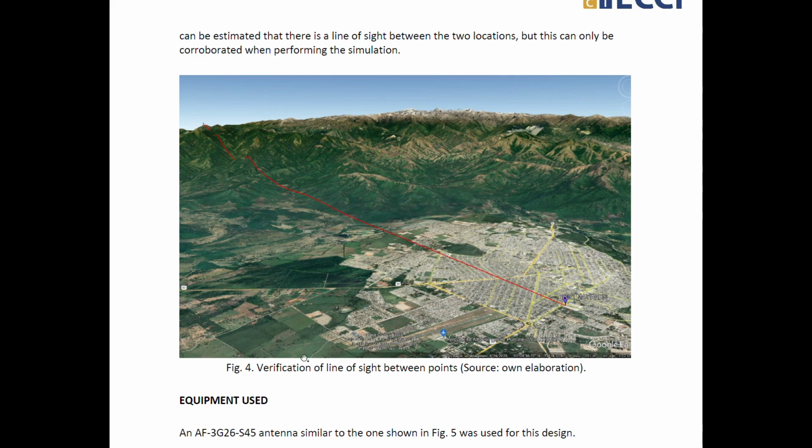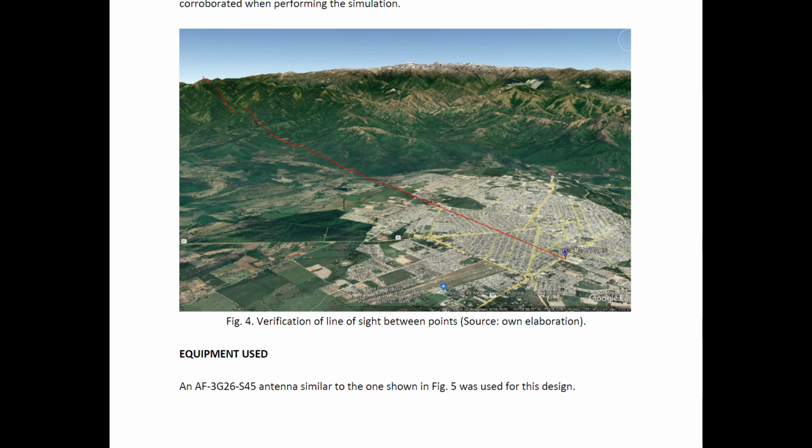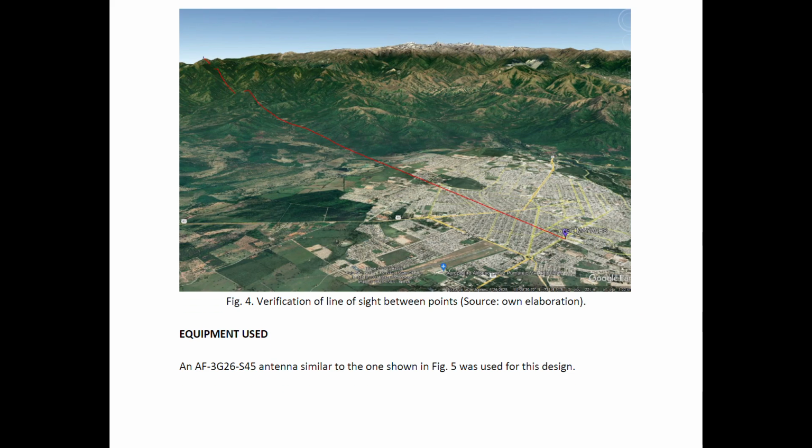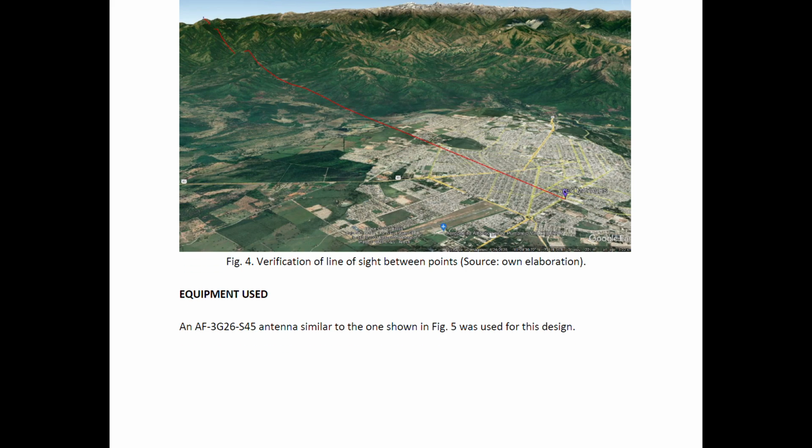In figure 4, we can see the two locations, and we can see that there is a direct line of sight. This is going to be very useful for this radio link design, because we don't have to put another repeater station or play with the Fresnel zone. So it's a good location with a perfect line of sight between the points.